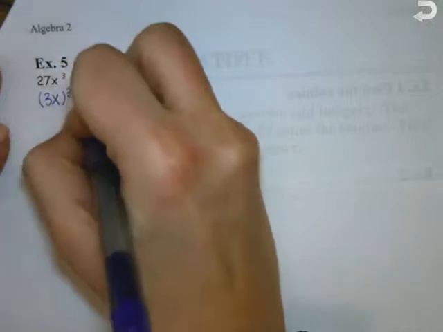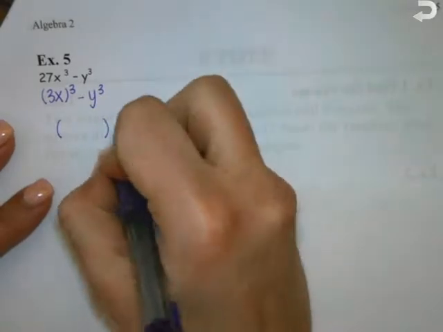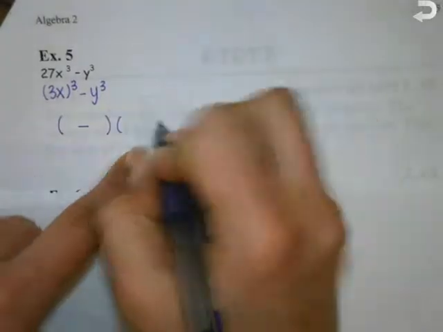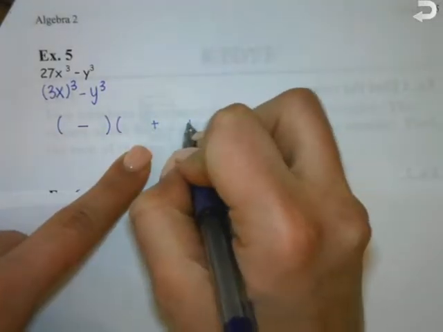Alrighty, before we can plug everything into SOAP, you need to rewrite 27x to the third as, not a quantity, but as a base. What would the base be? 3x. And then y to the third, y is your base, so you don't have to worry about that. So you have a small parentheses, you have a big parentheses, same, opposite, always positive. So then we just fill in the blanks.